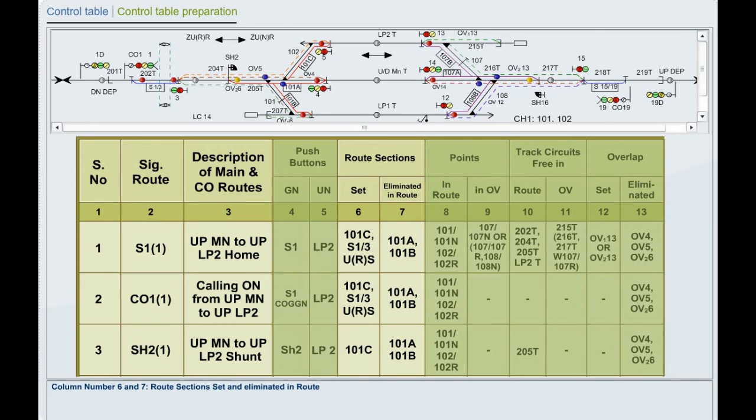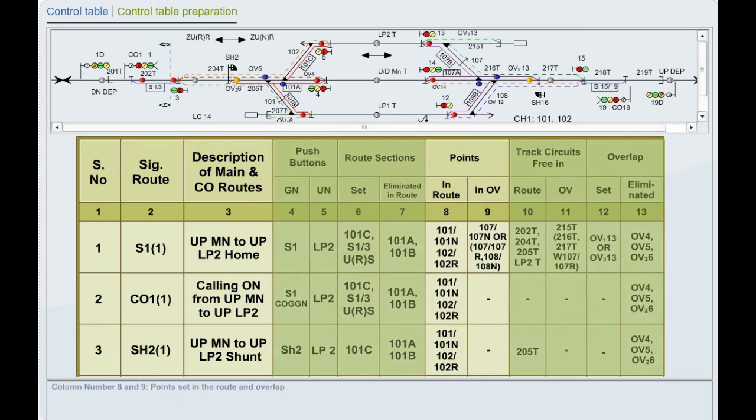Column number 6 and 7. Route sections set and eliminated en route. Column number 6 refers to the route sections to be set for clearing a signal. Column number 7 refers to the route sections conflicting to the required set route section. These are to be proved not set before setting the route section written in column number 6.